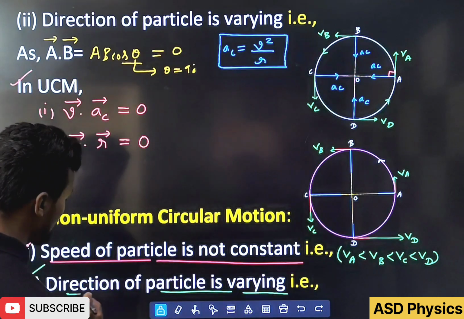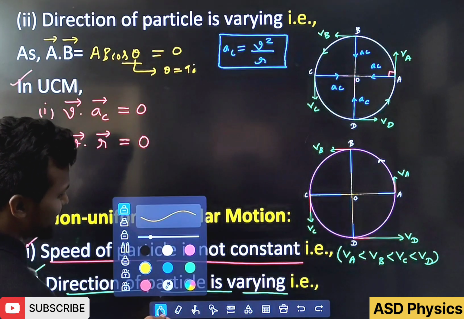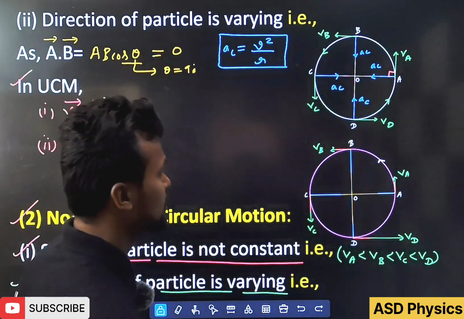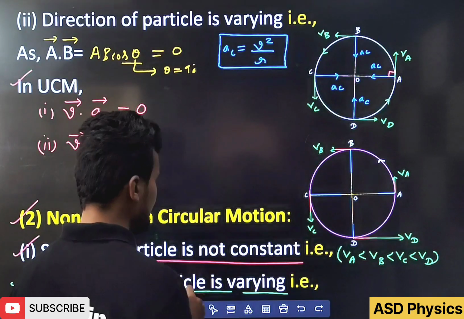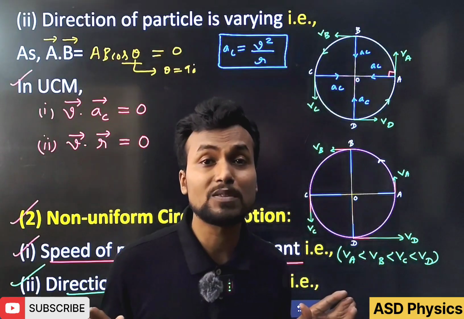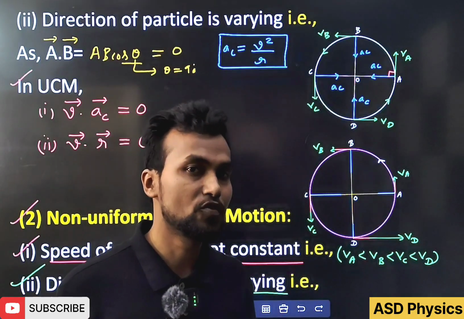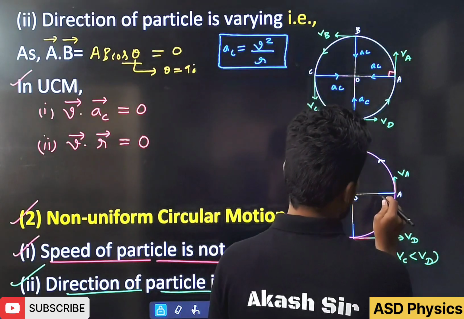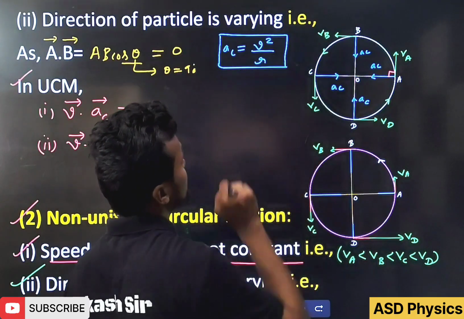And next one, say here, direction of particle is varying. Direction of particle is what here? Varying. In which path? Anyhow circular path is going on, yes or no? So in that situation also, centripetal acceleration will definitely act, because any kind of circular motion is there, maybe uniform, maybe non-uniform. Centripetal acceleration will be there.